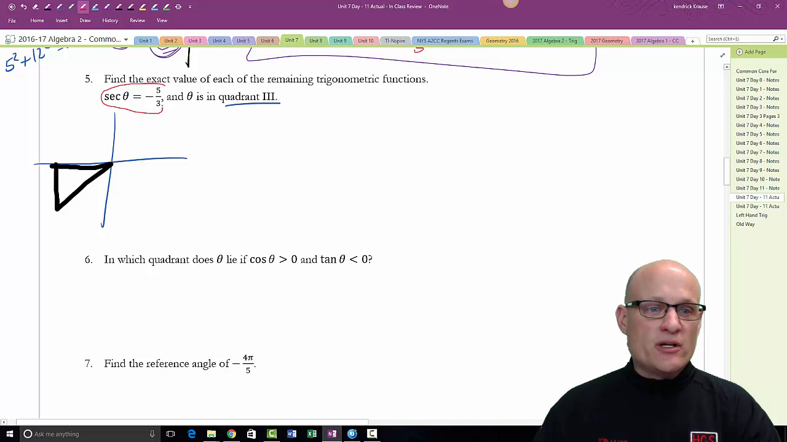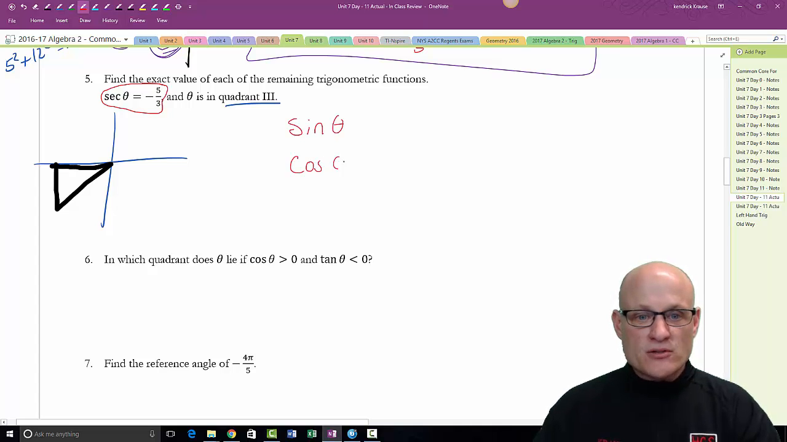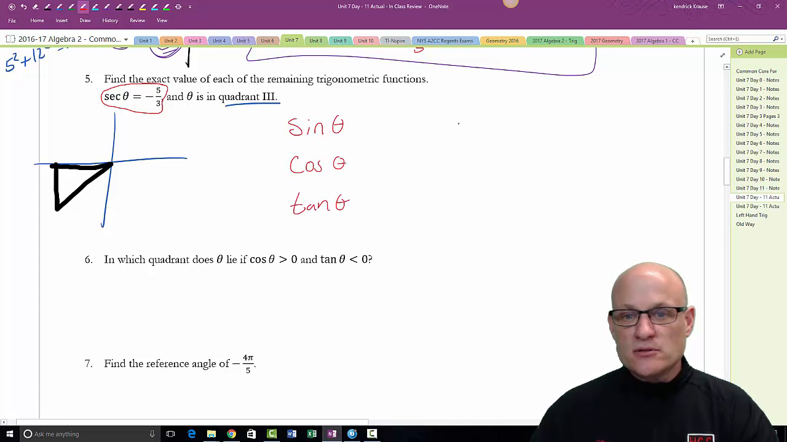So I want the remaining ones: sine theta, cosine theta, tangent theta, cosecant theta, secant theta, and cotangent theta.